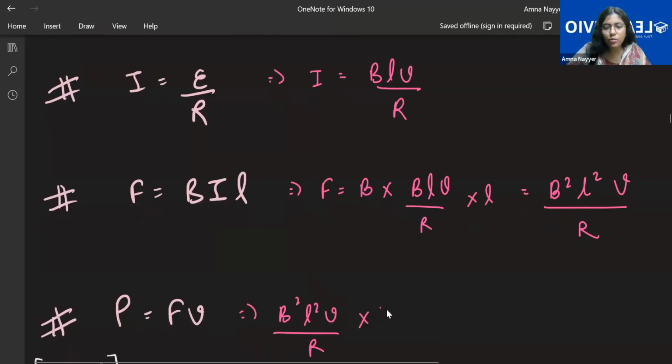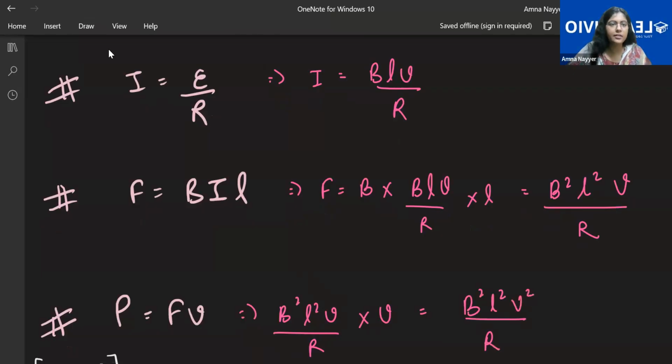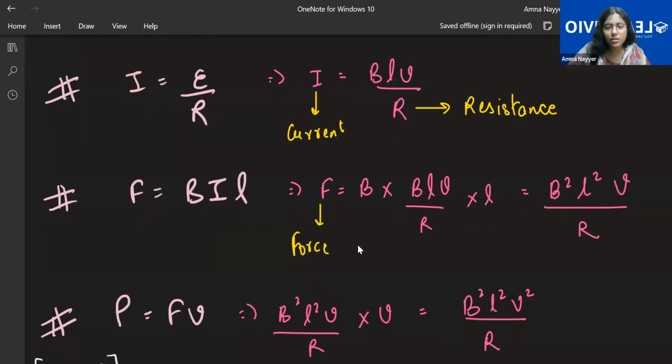This is V into V. That makes it B square L square V square by R. Okay, so a few formulas if we write: R here is the resistance, BLV we know, I is the current, F is the force on a straight conductor, while P is the power. Okay, write down this page. Then we practice numericals.